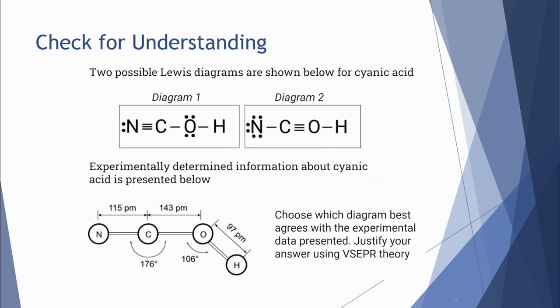So let's check for understanding. 2 possible Lewis diagrams are shown below for cyanic acid. Diagram 1 and diagram 2. Experimentally determined information about cyanic acid is presented below. So notice that shape of the molecule. Choose which diagram best agrees with the experimental data presented and justify your answer using VSEPR theory. Feel free to refer back to those charts on the previous 2 pages and try and figure this one out.